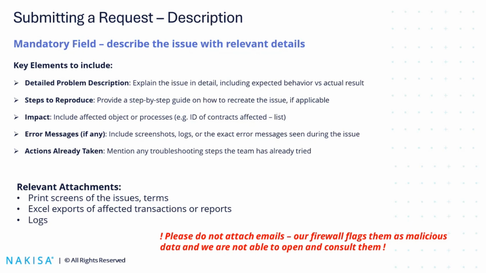So try to explain the issue in detail, with as many details as possible. Include some steps to reproduce. It doesn't have to be very exhaustive, but say, hey, I'm trying to post a transaction, I'm getting this error, this is what happens. Also mention the impact, which are the objects that are affected, contract activation groups, and so on, or the process that is affected. I cannot see something in the front end, the report is not getting extracted, or I'm seeing this error. If you're getting any error message, include the error message.